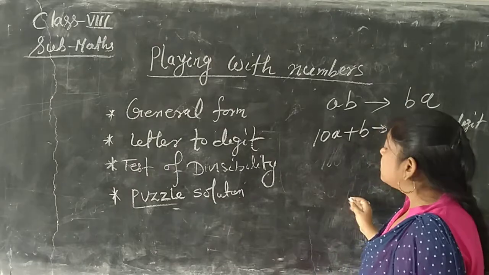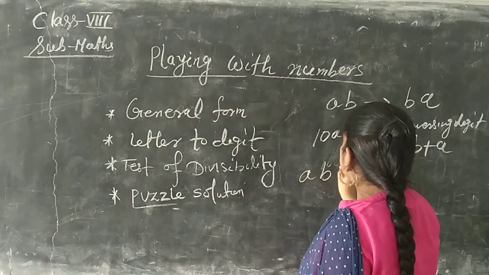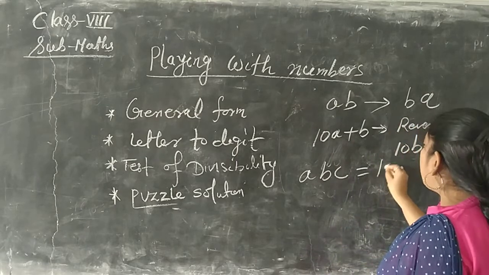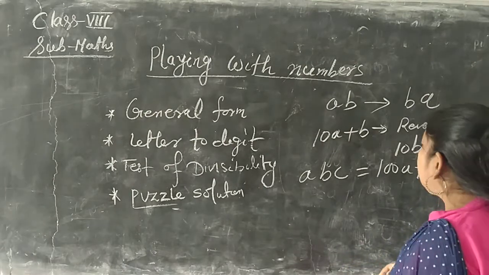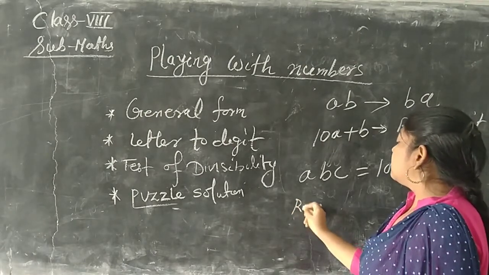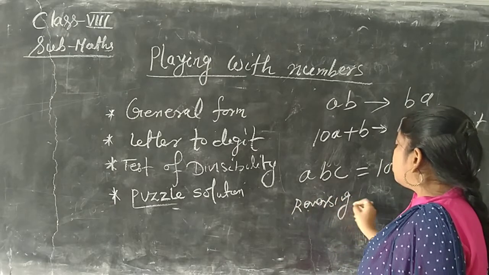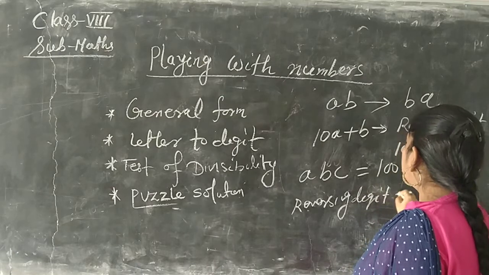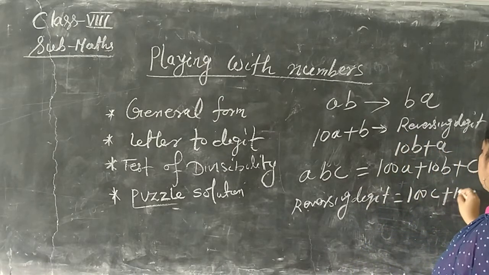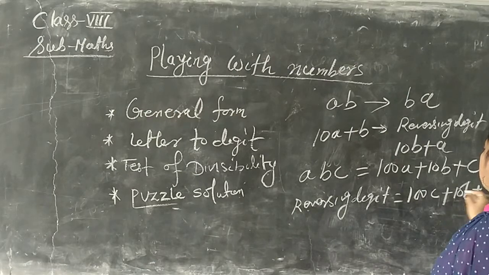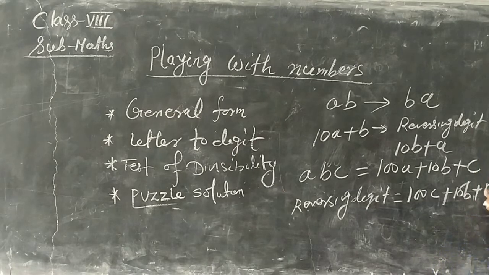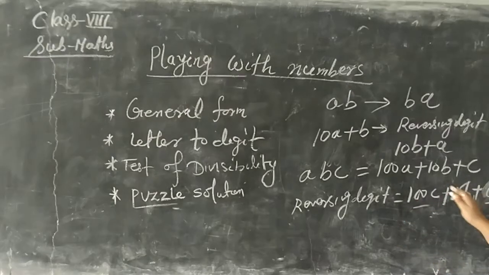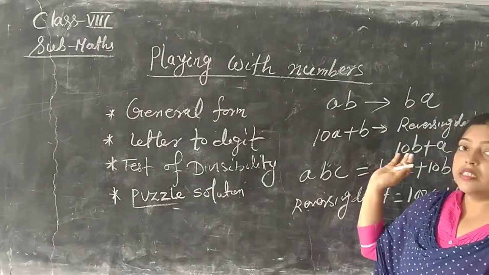Similarly, for the 3-digit number ABC the form is 100A plus 10B plus C, but in the form of reversing digits it is 100C plus 10B plus A. So this is called the reversing digit form and the other is called the general form.